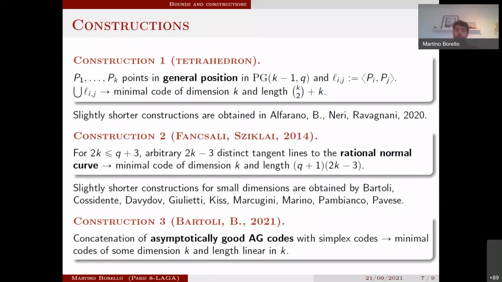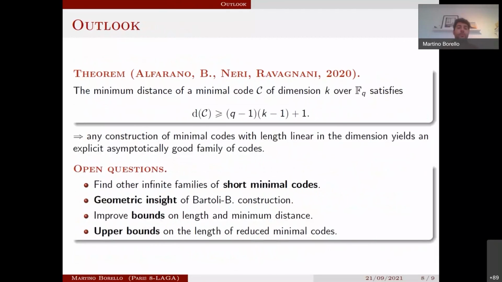Obvious in some sense. So we got some good construction of short codes by concatenating asymptotically good AG codes with simplex codes. This is nice, but there are two problems. The first one is that this construction does not work for all K, only for infinitely many K, but not all of them. And the coefficient of K is quadratic in q. So this is the weakness in some sense. So there is still room for improvements in construction.